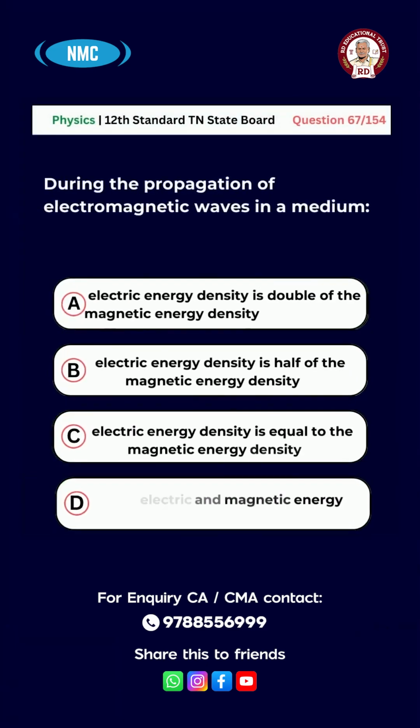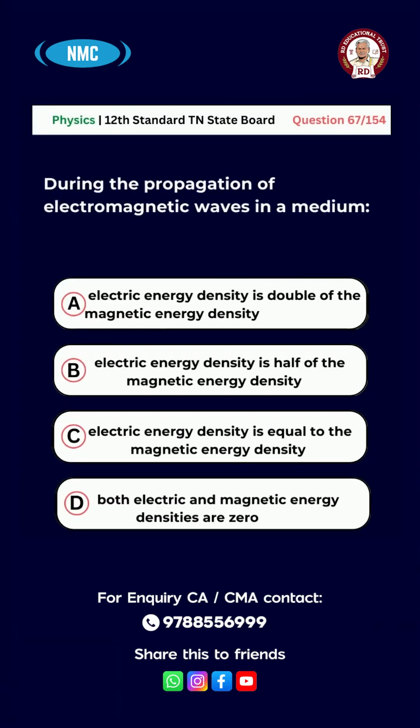Question number 67. During the propagation of electromagnetic waves in a medium, option A, electric energy density is double of the magnetic energy density. B, electric energy density is half of the magnetic energy density. C, electric energy density is equal to magnetic energy density. D, both electric and magnetic energy densities are zero. The right answer for this question is option C, electric energy density is equal to magnetic energy density.